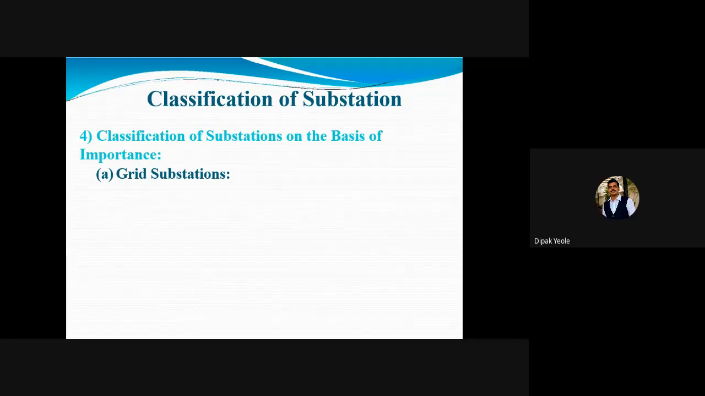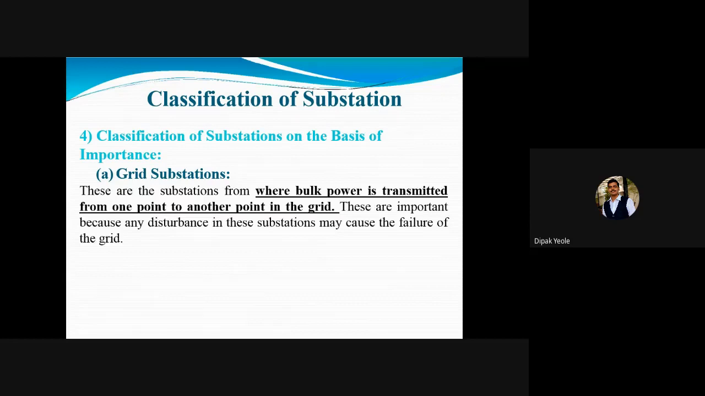I'm not promoting that concept, but I'm making you aware of it. This is called the grid substation, and its purpose is very important. We are interested in transferring bulk power. If we are using bulk power, then obviously we need a substation which is capable of transmitting this power via strong transmission lines or strong conductors. So we need the grid substation.